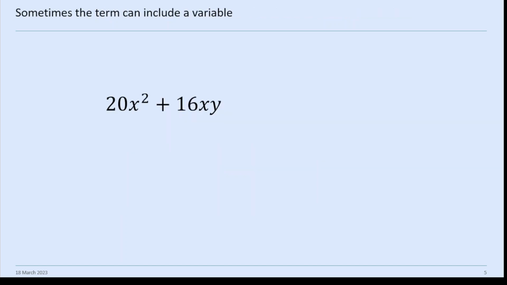And sometimes the term which is common to both can include a variable. If you look at 20x squared plus 16xy, we can see that 4x, 4 times x, is common to both. There's a 4 in 20, there's a 4 in 16, and there's an x in x squared and an x in xy. So we can write that as 4x times (5x plus 4y), because 4x times 5x is 20x squared, and 4x times 4y is 16xy. So we've taken 4x out as a factor.